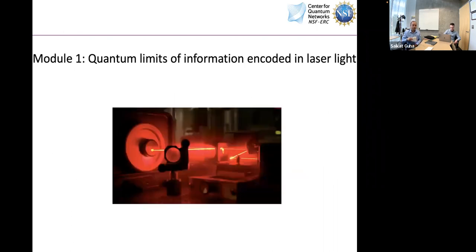Module 1 has to do with quantum limits of information encoded in classical light. So in module 1, we will not talk about quantum light. We'll just talk about laser light, which is the most common form of light source that we are all familiar with. But we will be looking at quantum techniques in detecting information encoded in laser light.